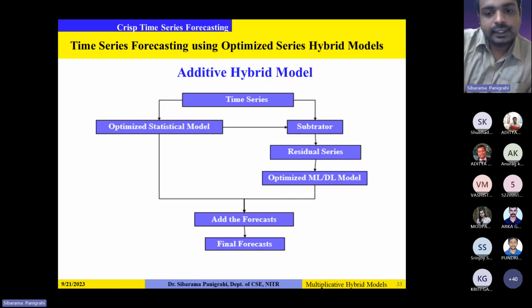So you can optimize the statistical models like ARIMA, ARFIMA, or exponential smoothing ETS with error, trend, and seasonality components, and SARIMA. All these models you can optimize by using the forecast package of R. Just a few lines of code, 10 to 12 lines, will give you the optimized statistical model for that particular time series. So after obtaining the optimal statistical model, you will get the forecast from the statistical model. Now you subtract the statistical model forecast from the original time series so that you will get the residual series.